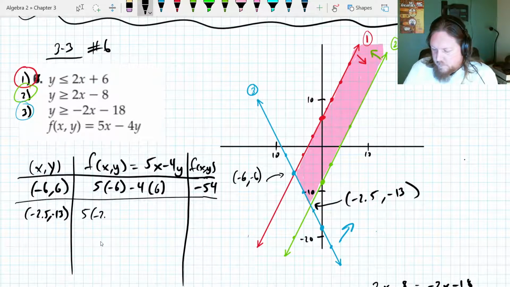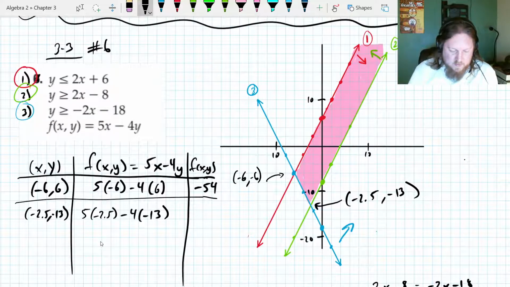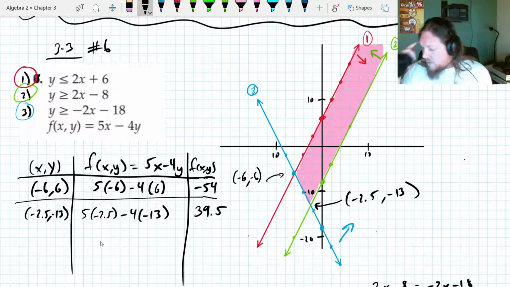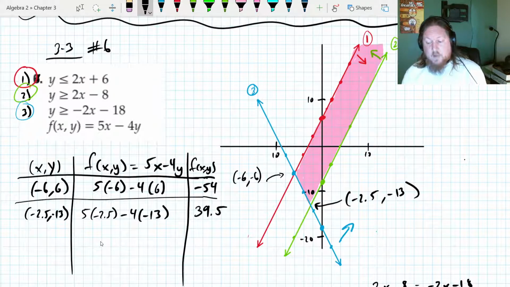5 times negative 2.5 minus 4 times negative 13. I get a feeling this is going to be positive, just because of that negative 4 times negative 13. That should be a pretty positive number. And yes, I get 39.5. Okay, so it looks so far like it has a minimum of negative 54 or a maximum of 39.5.